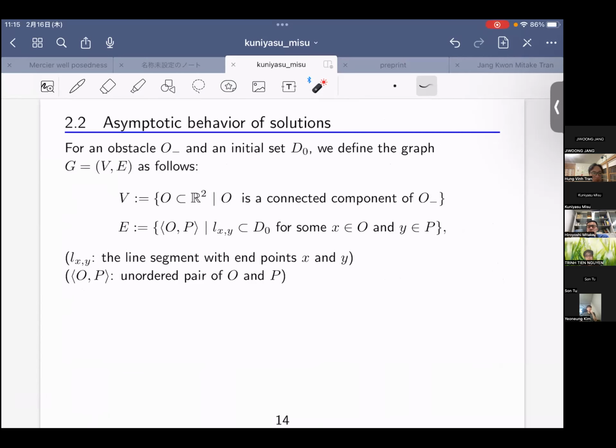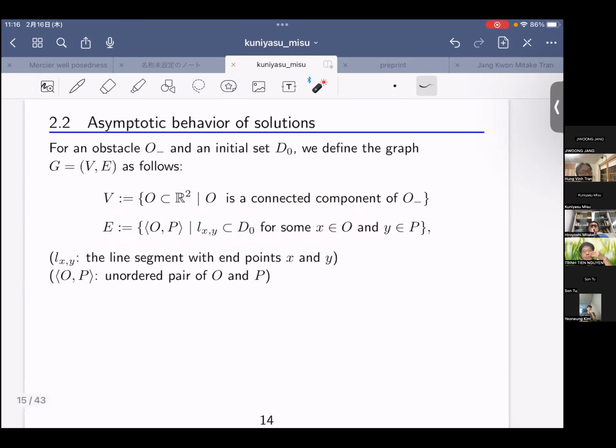Okay, now I will talk about the asymptotic behavior of solutions. To state the assumptions on the obstacle O minus and the initial set D0, we define the graph G as follows. Let V be the set of connected components of O minus, and let D be the set of edges that satisfy this condition. Here L_XY is a line segment with endpoints X and Y.